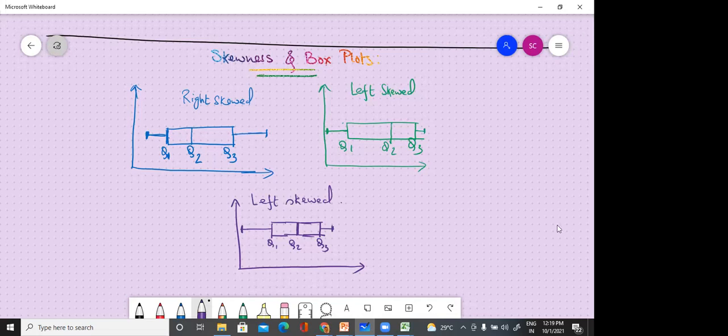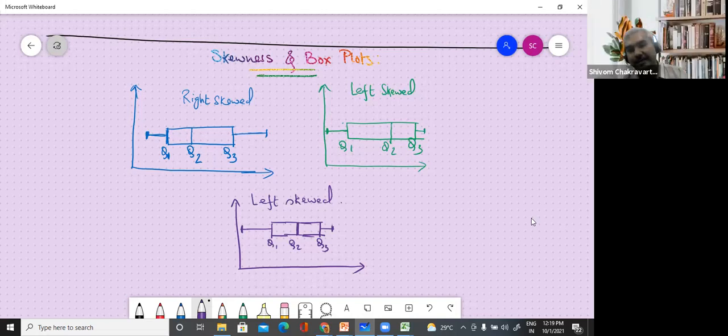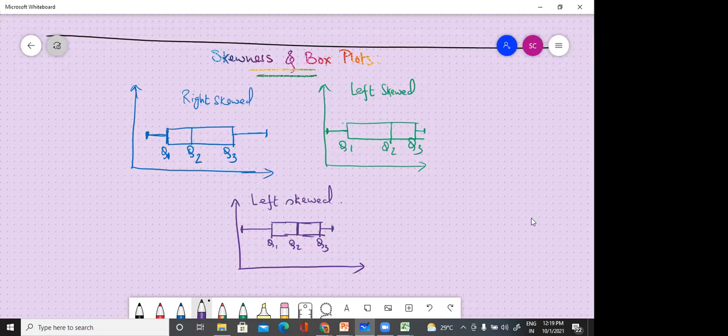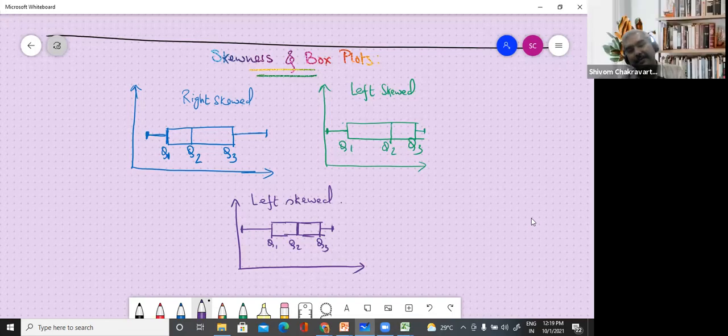So how do questions on this topic come about? The question will depend on the understanding. If you have understood, you can answer any question. So what will be the format of the question? Some data will be given, and based on that, questions will be asked whether the data is right skewed or left skewed, or two data sets will be given and you will be asked which is more skewed. Then you have to calculate skewness for both and compare which is higher.